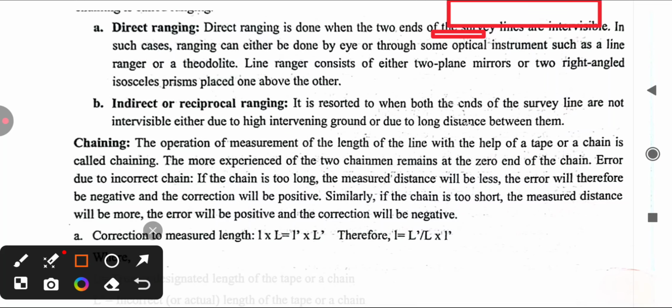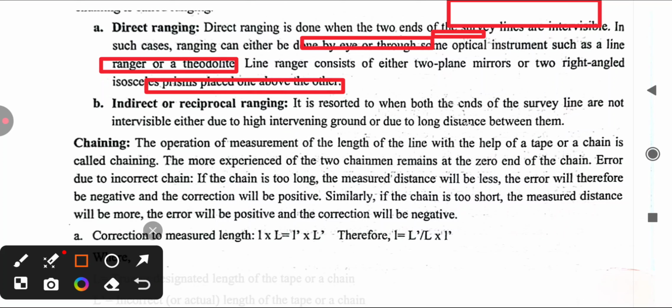Okay, in such a case ranging can be done either by eye or through some optical instruments such as a line ranger or theodolite. A line ranger consists of either two plane mirrors or two right-angled isosceles prisms placed one above the other. Okay, indirect, that is, reciprocal ranging, is resorted to when both ends of the survey line are not intervisible, either due to high intervening ground or due to the distance between them.